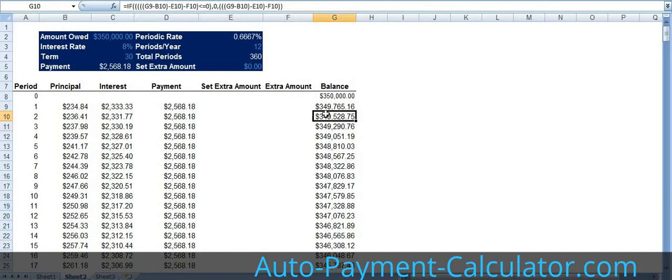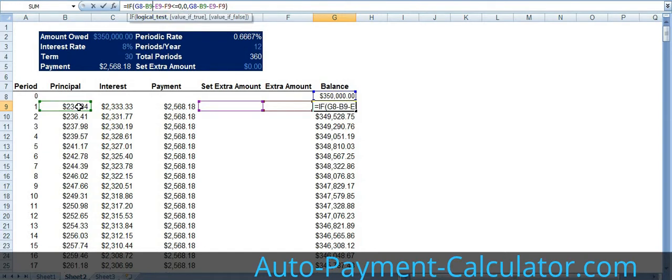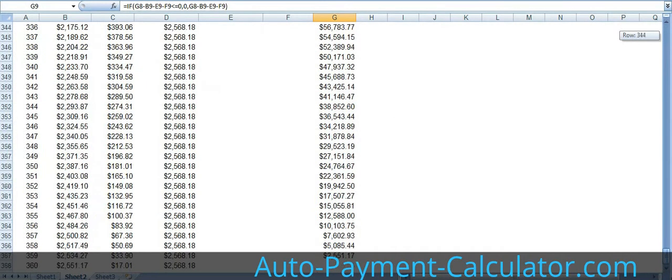Then for the balance, we are going to check and see if the previous balance minus the principal minus the extra amount is less than or equal to zero, then we put zero in. Otherwise, we subtract the principal, set extra amount, and extra amount from the balance. We drag it all down like that, and we come out with a zero.